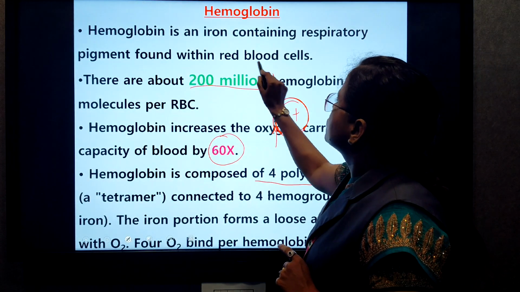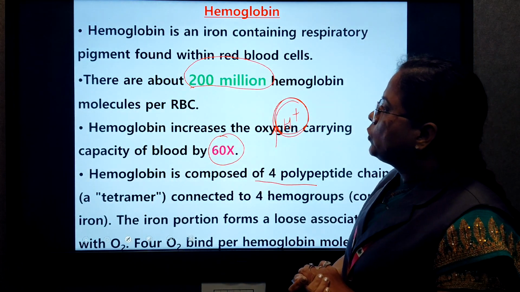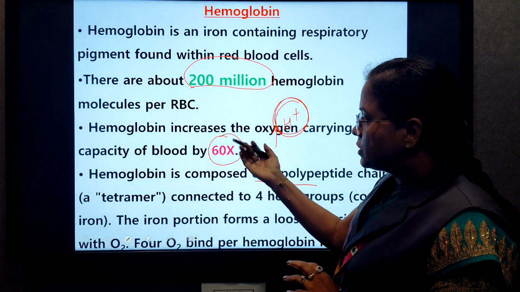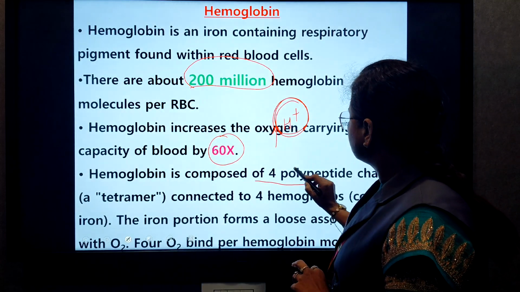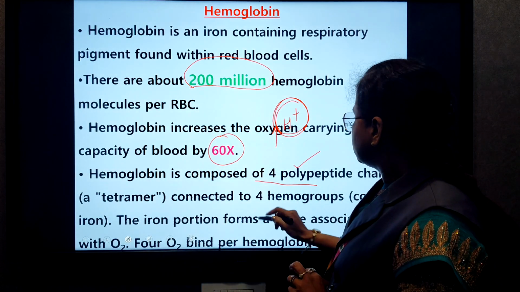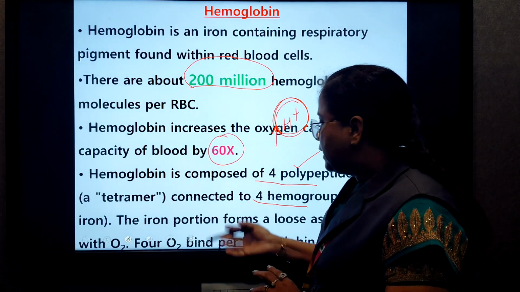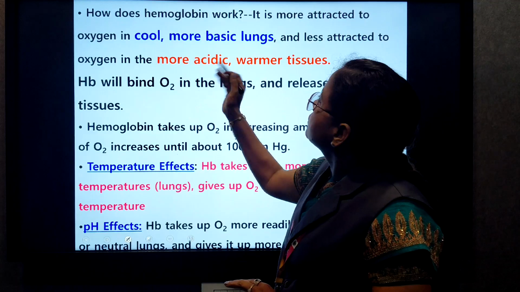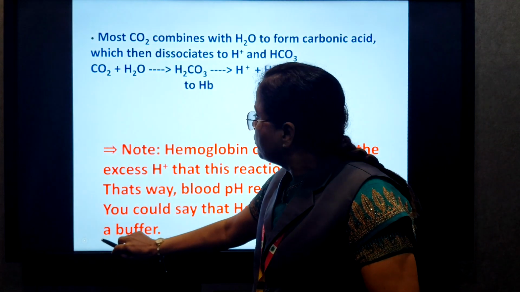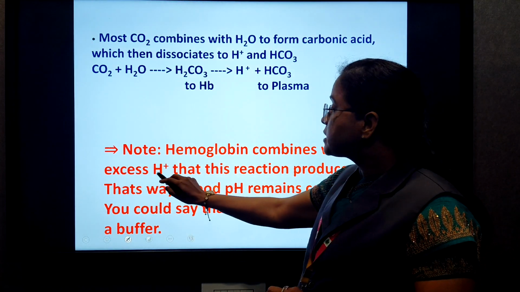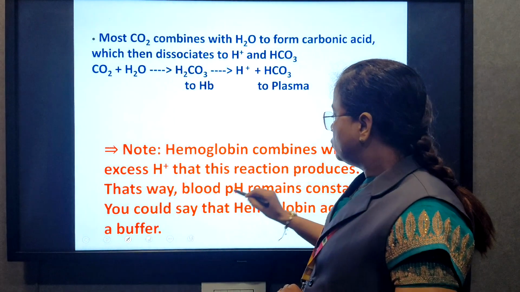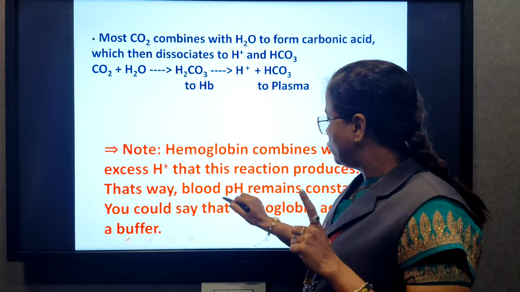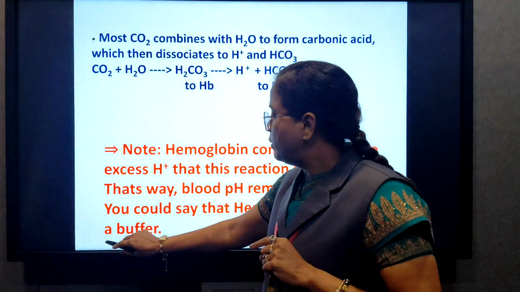There are about 200 million hemoglobin molecules per RBC. It increases the oxygen carrying capacity of blood 60 times faster. Hemoglobin is composed of 4 polypeptide chains. It is connected to 4 heme groups, and they bind with hydrogen, so it acts as a buffer in nature. Next, hemoglobin combines with excess hydrogen ions, so the blood pH remains constant. So hemoglobin acts as a buffer.